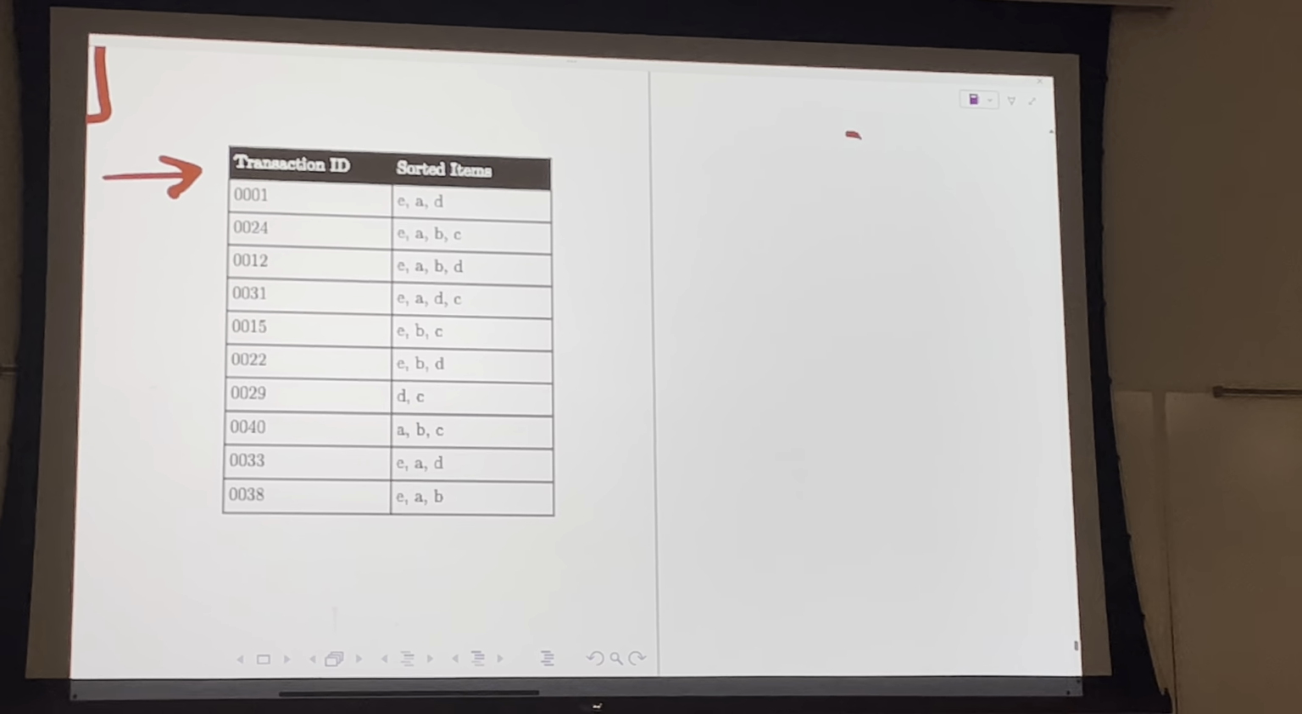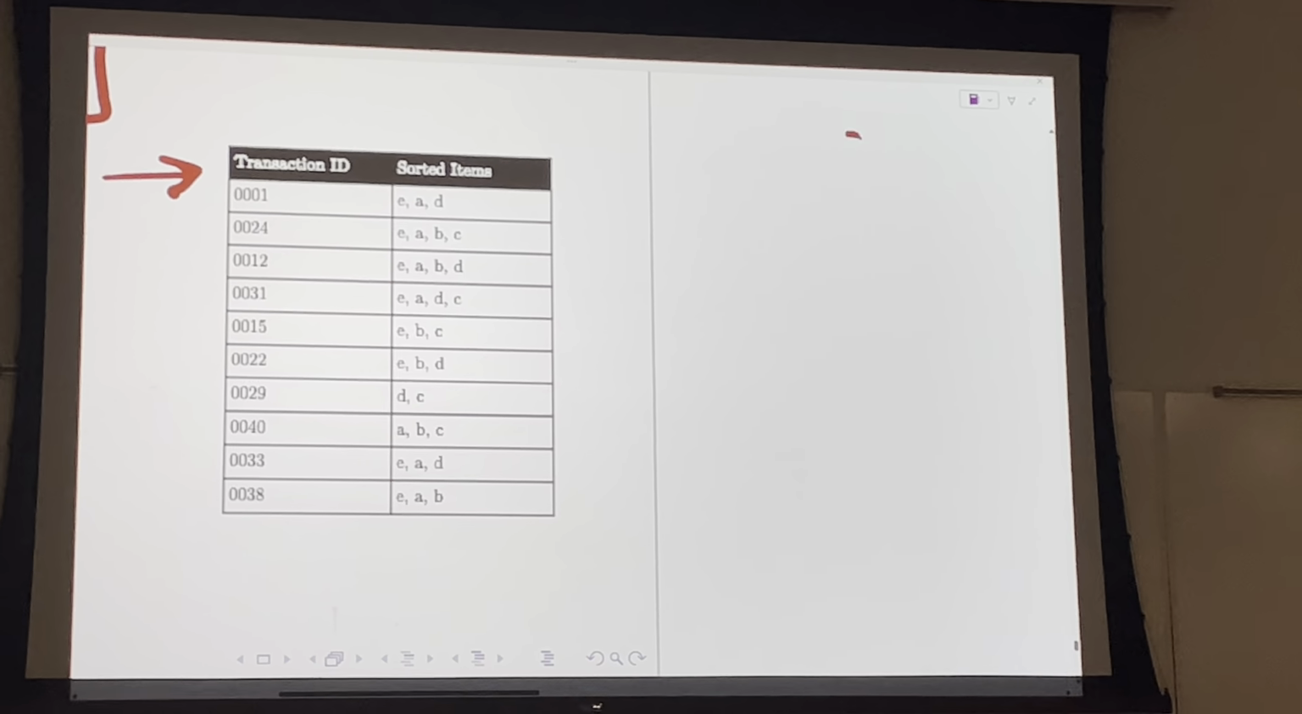And then EADC. So E will become 4. A will become 2. D will become 2. And below D there will be a C. C will become 1. So I'm going to construct a prefix tree.